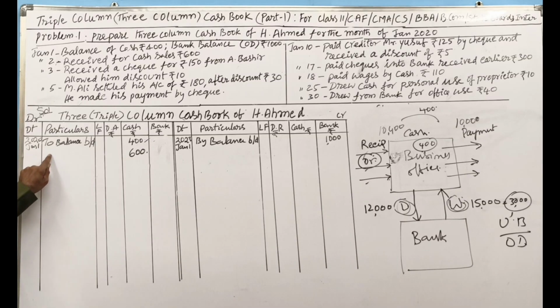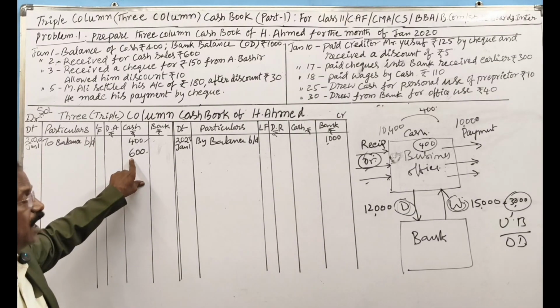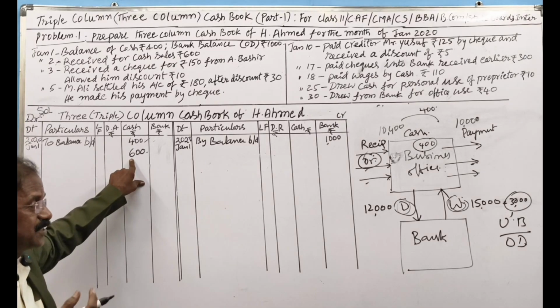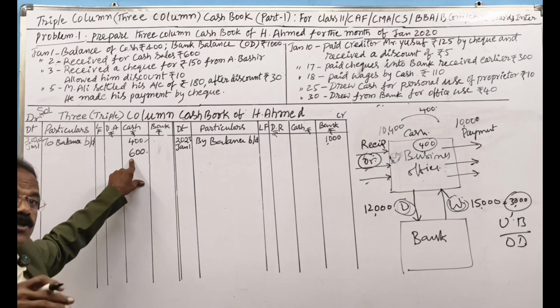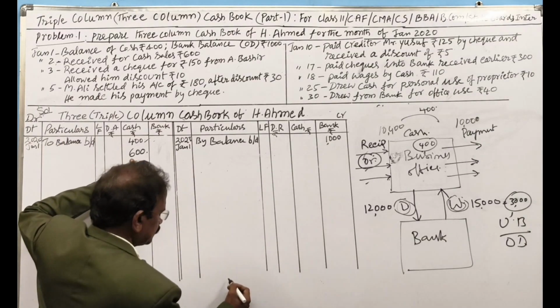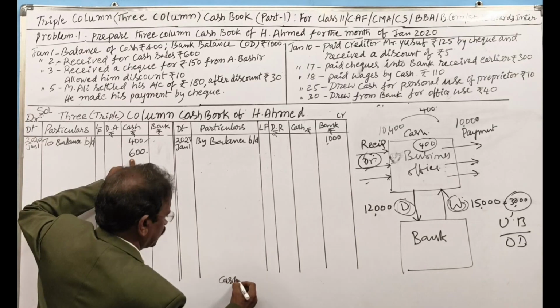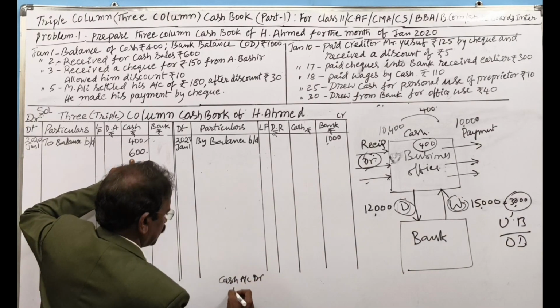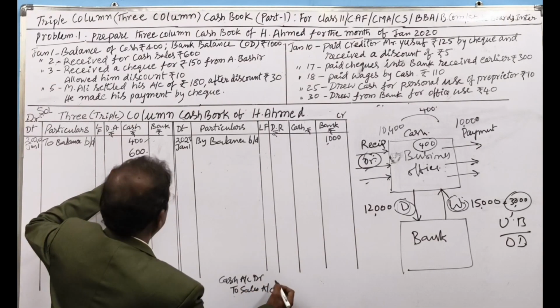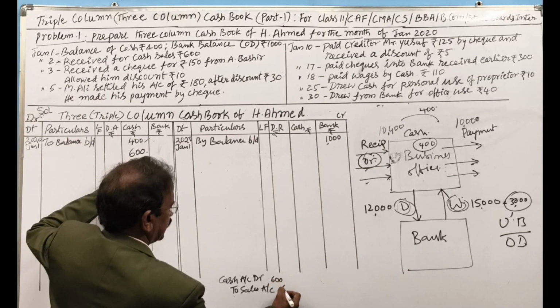Then here in the particulars column, what should we write? That is very important. Why did we receive this 600? For what transaction did we receive this 600? You have to understand. This is cash sales. For that cash sales, what should be the journal entry? You have to imagine the journal entry. Here the journal entry will be like this. Cash account debit to sales account. Cash account debit to sales account. 600, 600.